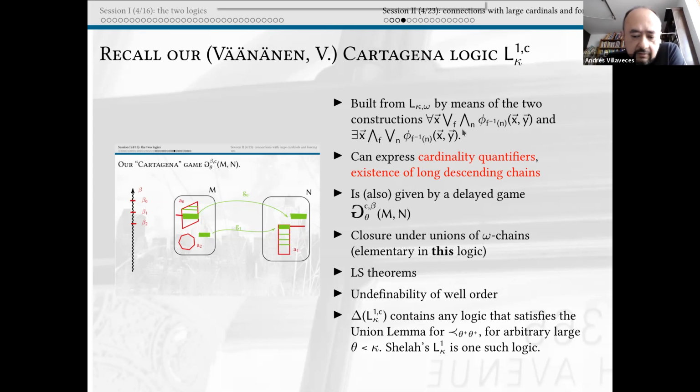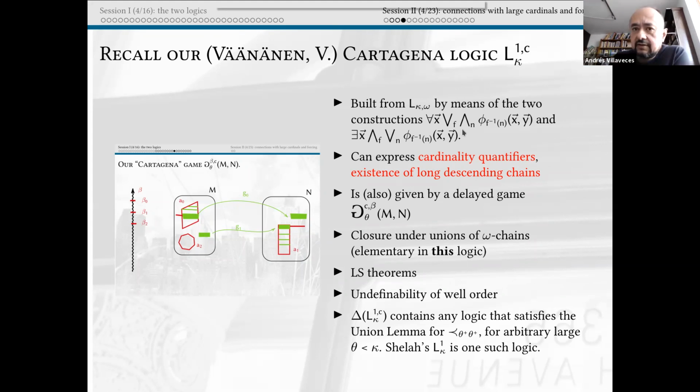And so really the theorem is that delta of this contains any logic that satisfies the union lemma for elementary chains in theta L theta plus. And SHELAH's logic had the property because of some comparison that he had. Okay, so far so good.